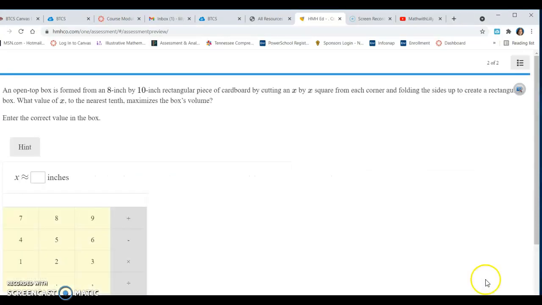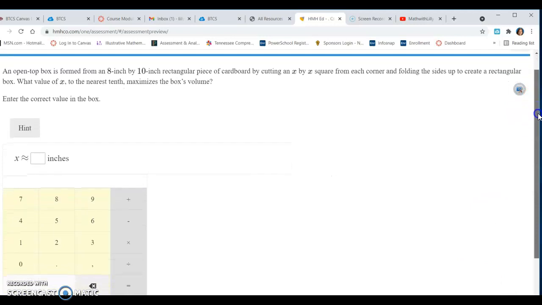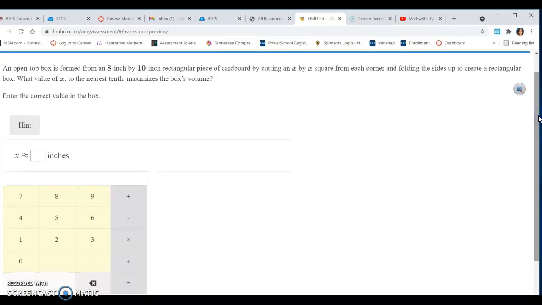All right, going to question 2. This one says an open box is formed from an 8-inch by 10-inch rectangular piece of cardboard by cutting an x by x square from each corner and folding the sides up to create a rectangular box. What value of x to the nearest tenth maximizes the box's volume?